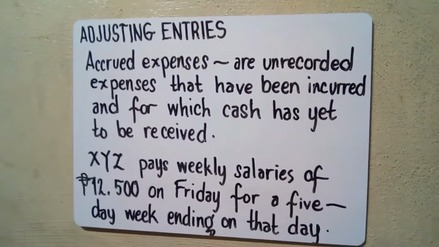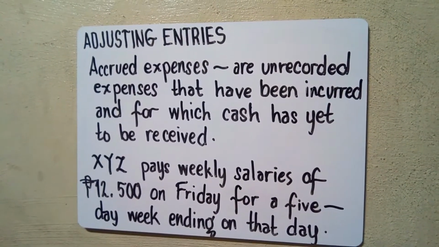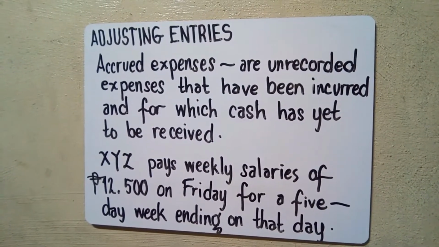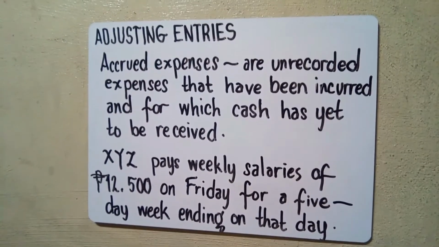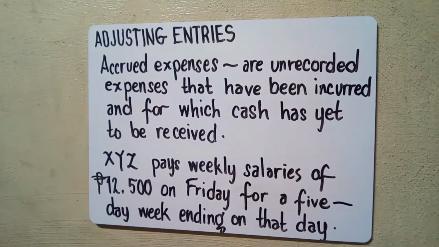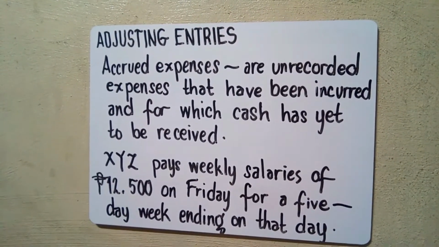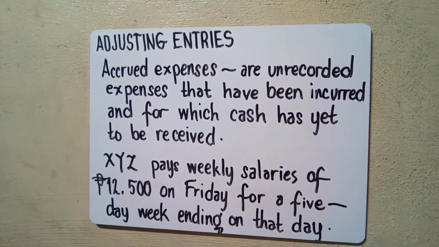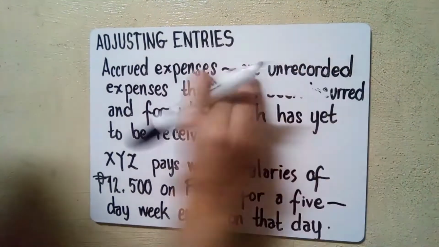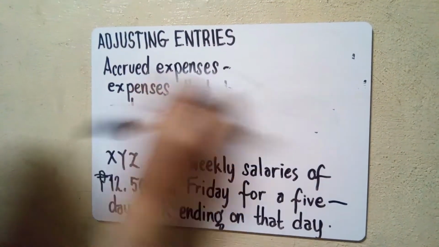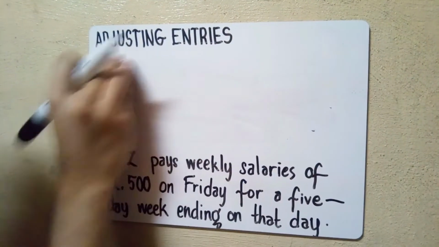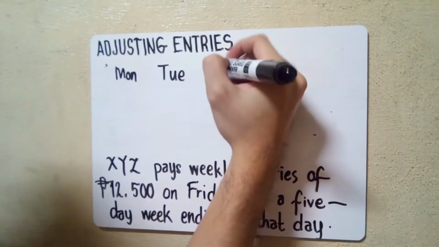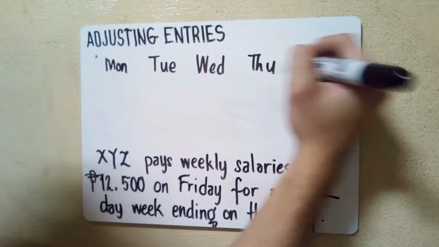The fourth type of account which requires adjusting entries is accrued expenses. Accrued expenses are unrecorded expenses that have been incurred and for which cash has yet to be paid. For the sample transaction, XYZ pays weekly salaries of 12,500 on Friday for a 5-day week ending on that day. So for example, we have a calendar for December. For example, Monday, Tuesday, Wednesday, Thursday, Friday.